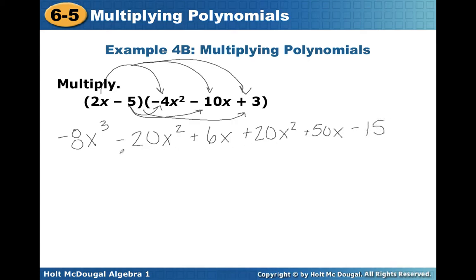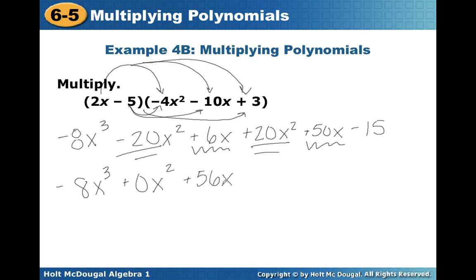Now, we combine like terms. Negative 8x cubed cannot be combined, so we leave it as negative 8x cubed. X squareds can be combined. Now notice, negative 20 and positive 20 would get me 0. I'm going to write 0x squared, but you could always just drop this if you didn't want to write it. And then in this case, we combine our x's and we get 56x. And then lastly, negative 15 does not combine.